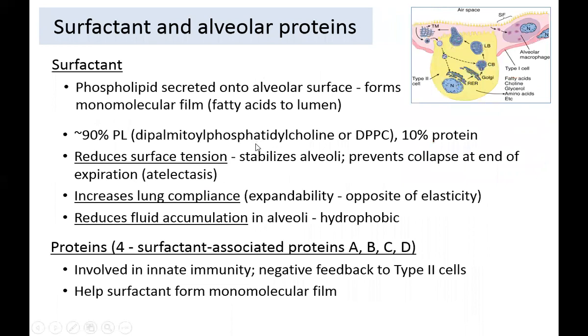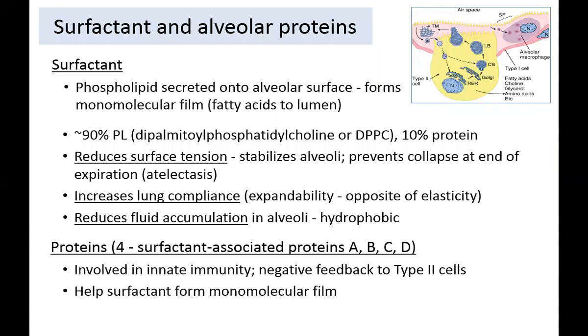This will be a fill-in question. Okay. It is 90% dipalmitoyl phosphatidylcholine, or DPPC. Okay, that's surfactant, 90% of it, and 10% is other proteins. What's that? Does spelling count? Absolutely.